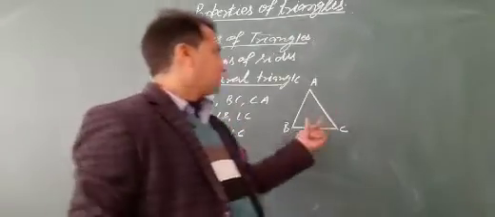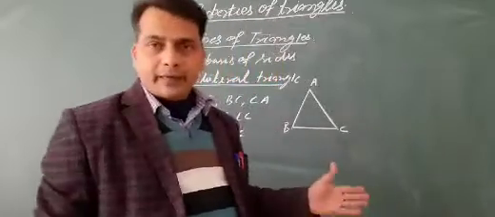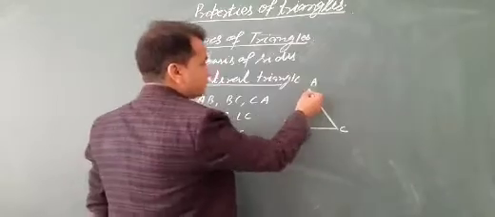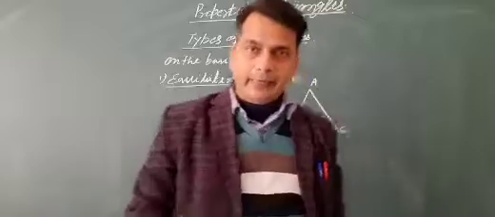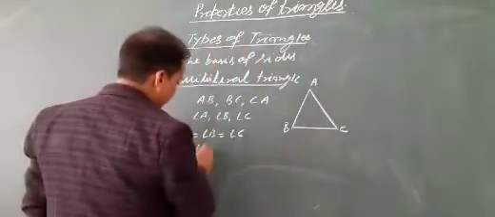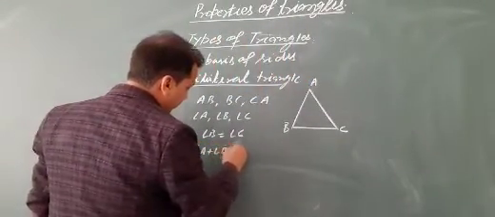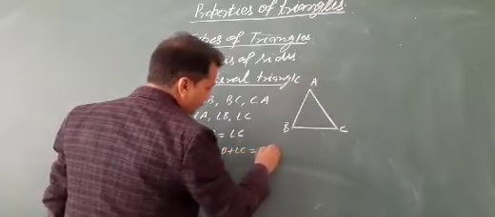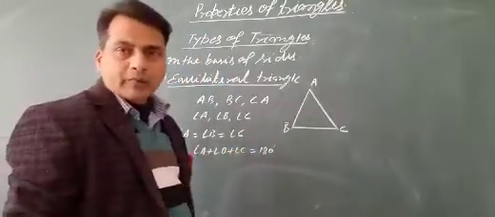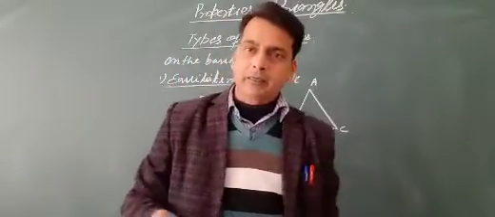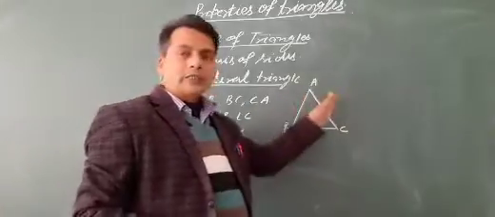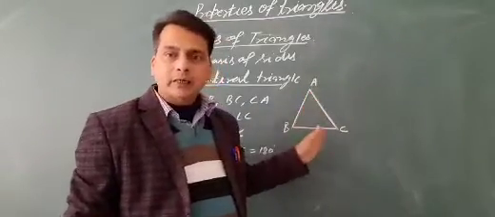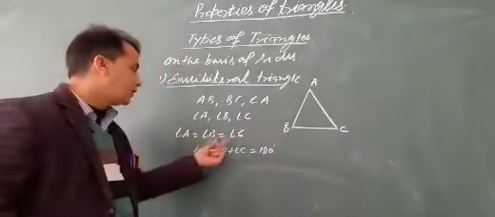The sum of the angles of a triangle equals 180 degrees. As you know, in any triangle the sum of the angles is 180. So angle A plus angle B plus angle C equals 180 degrees. In the equilateral triangle, all sides are equal and each angle is equal.